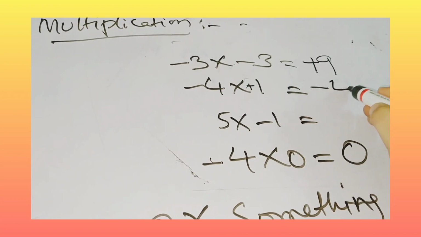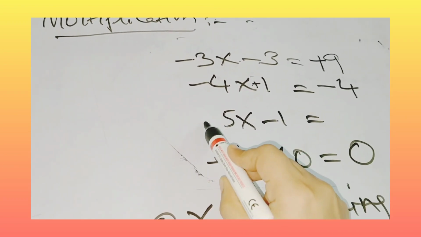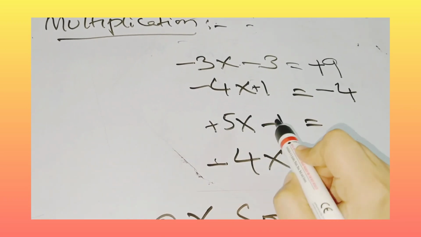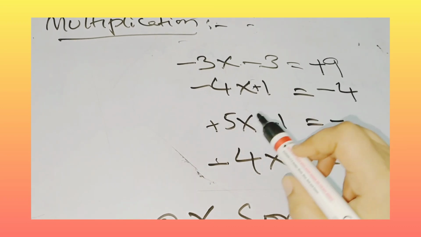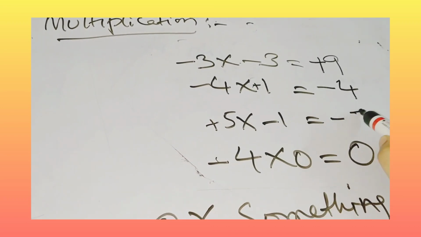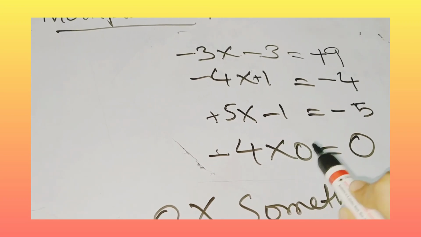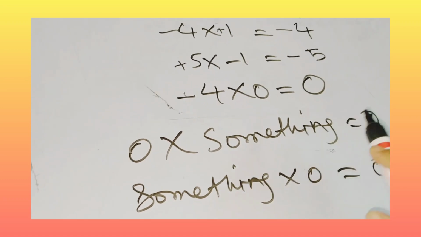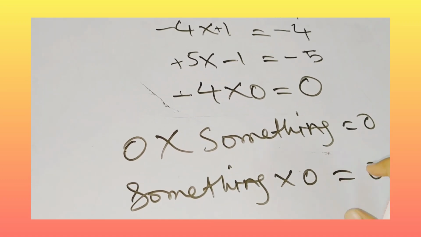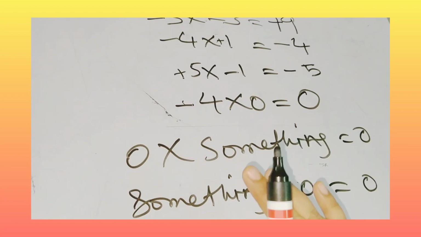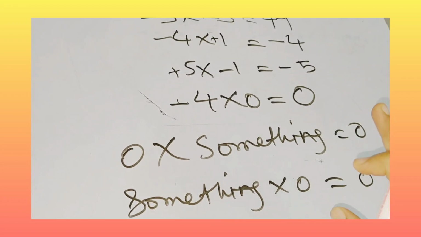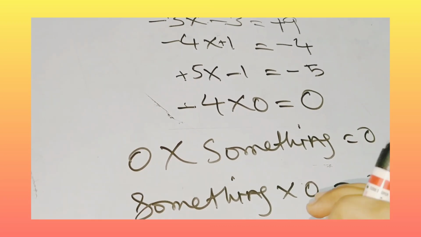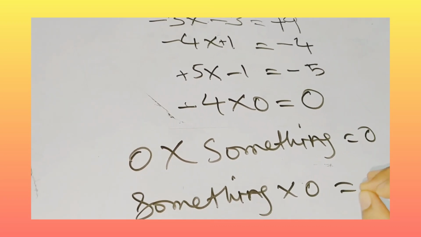4 ones are 4. Then here again plus is there. Plus 5 into minus 1. Plus into minus is minus. First we will multiply the symbol, then 5 ones are 5. Minus 4 into 0 is 0 again. 0 into something is 0, and something into 0 is always 0. Remember this. If 1 into 0 is there, 0 into 1 is there, it is 0 only. If 0 into 2 is there, if we multiply 0 with any number, the answer is 0.